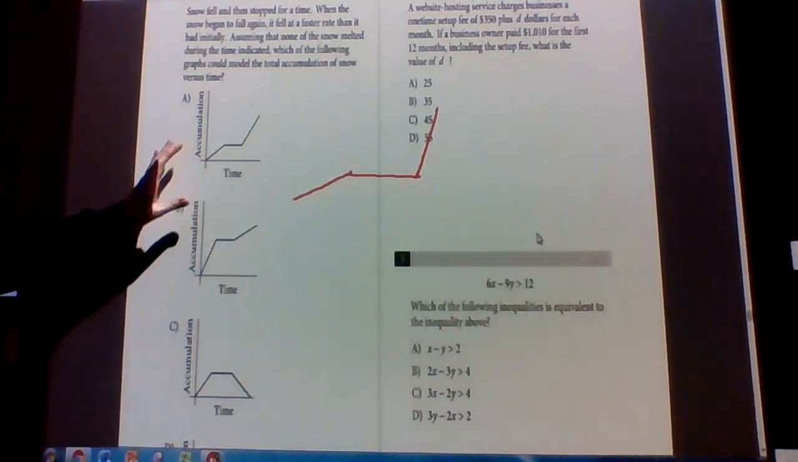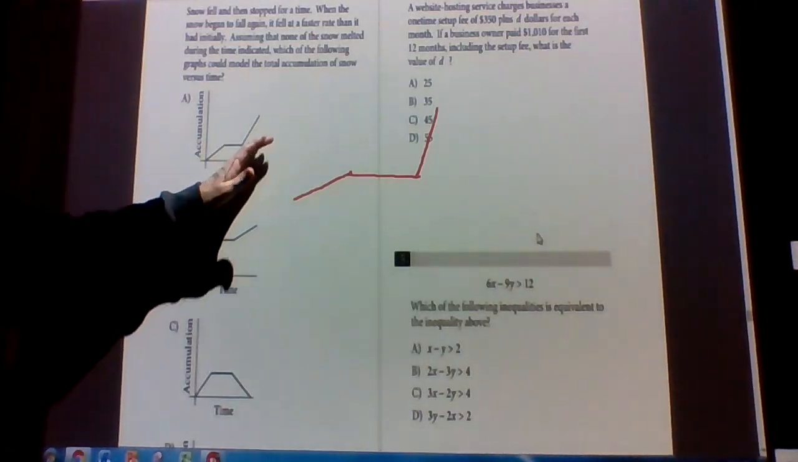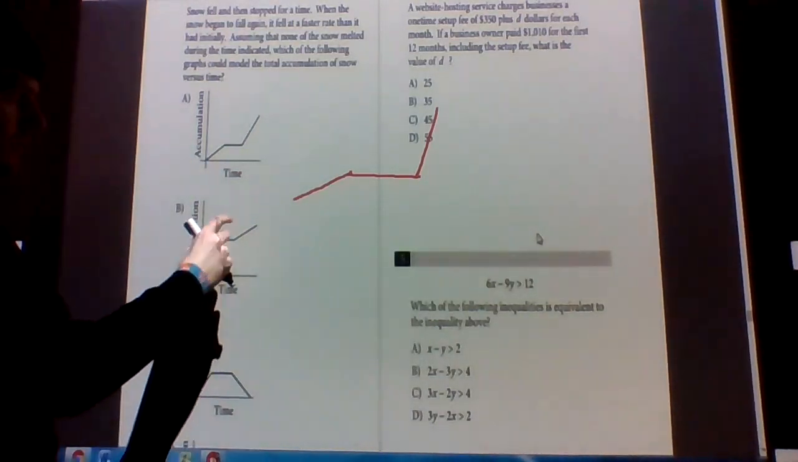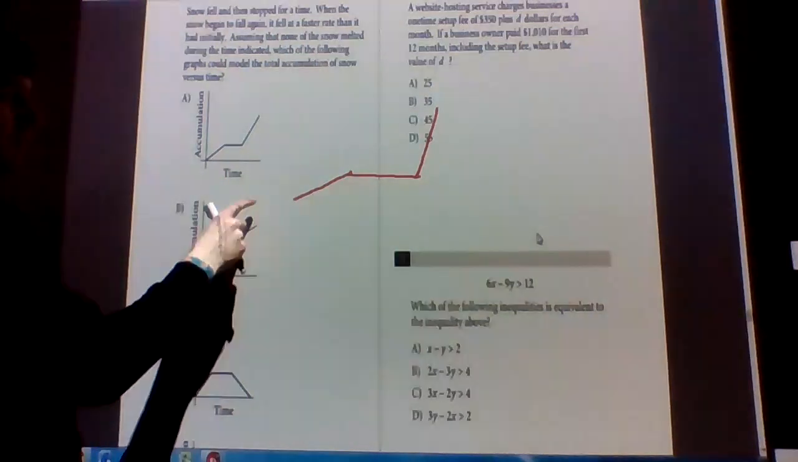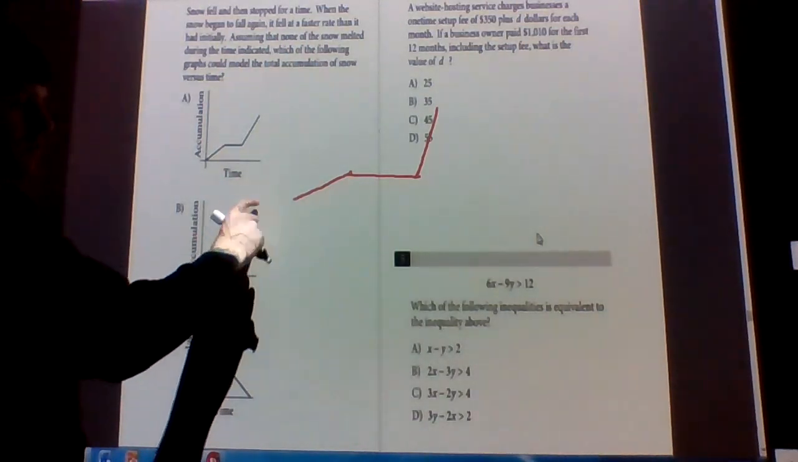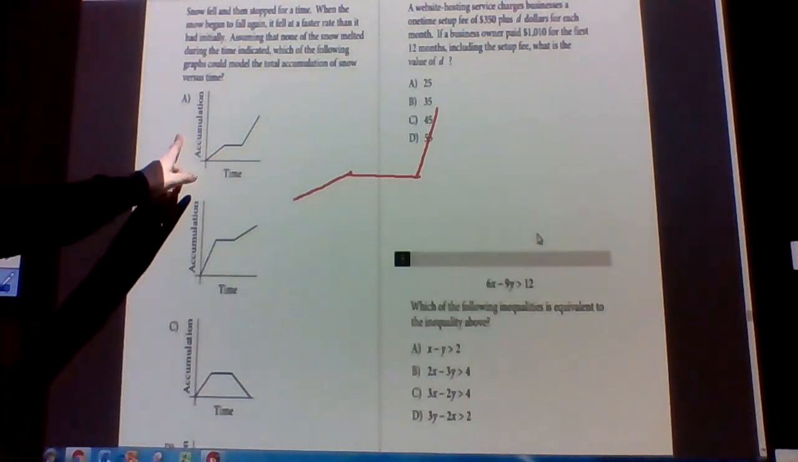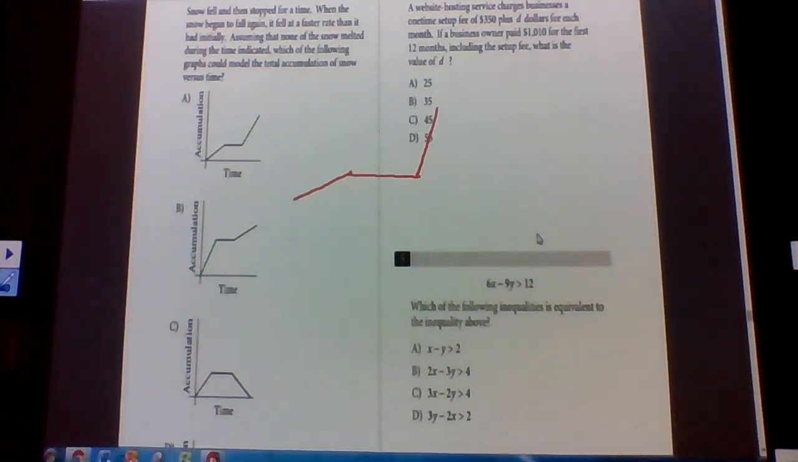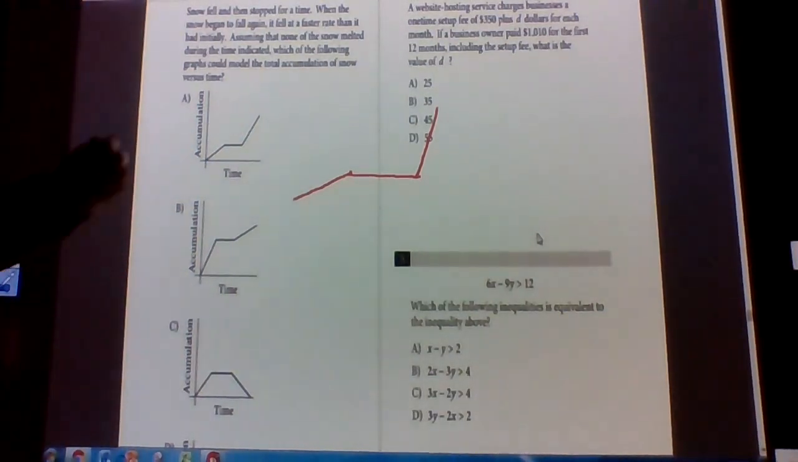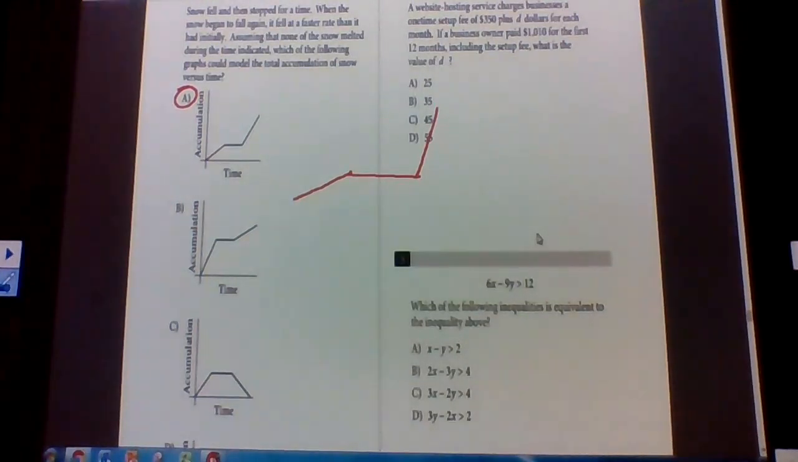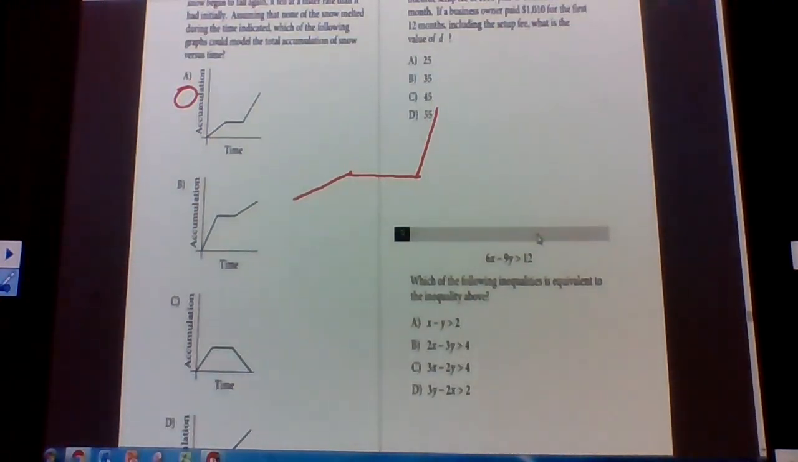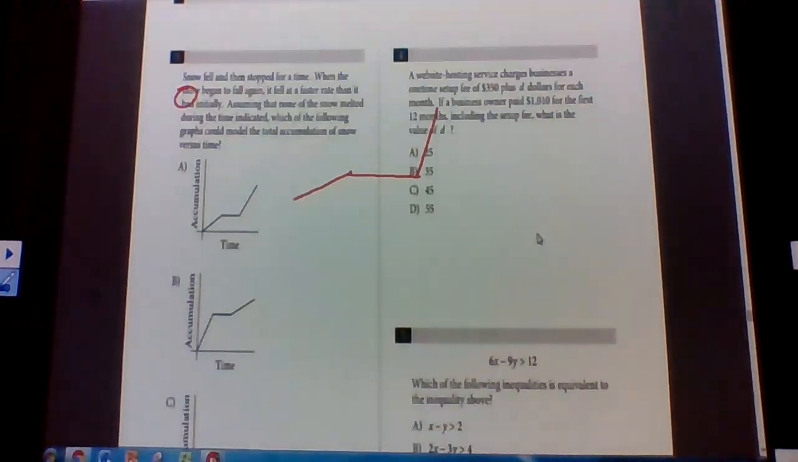Right, A and B are both increasing, they stop, and then they increase again, but the difference is it should be increasing faster the second time. So the slope needs to be larger. So it looks like it's going to be A. Yeah, so 3 should be A. Okay, 4.